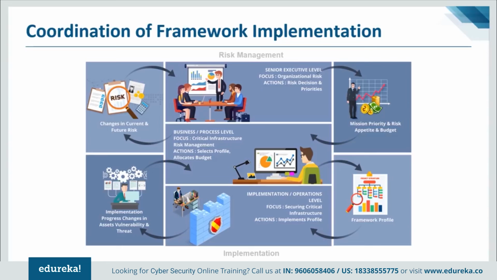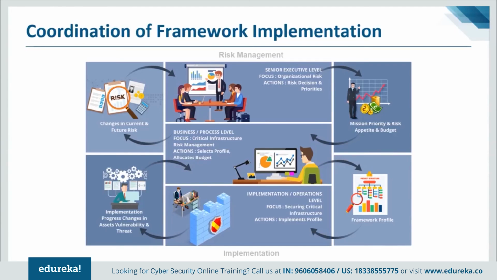Now, as you can see in the picture, it describes a common flow of information and decisions at the following levels within an organization. The levels are executive, business process, and implementation or operations. The executive level communicates mission priorities, available resources, and overall risk tolerance to business process levels. The business or process level uses the information as input into the risk management process and then collaborates with the implementation or operation level to communicate business needs and create a profile.